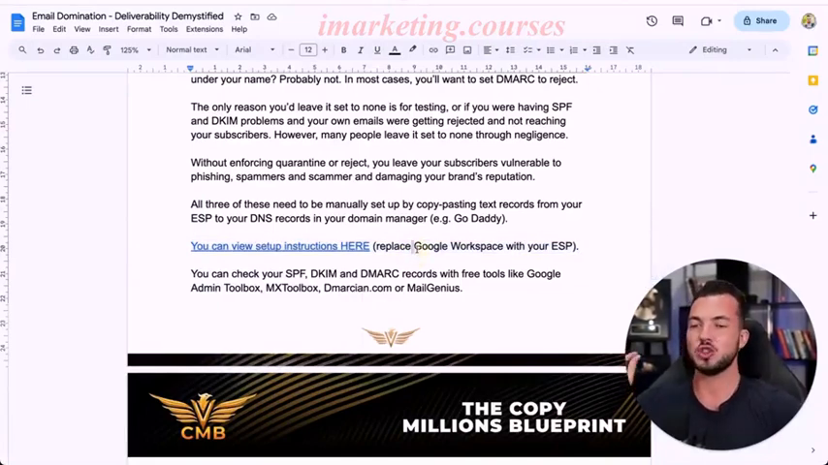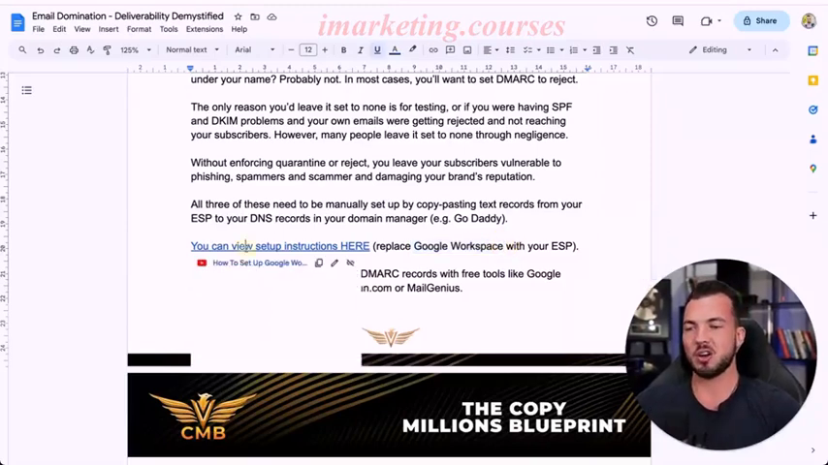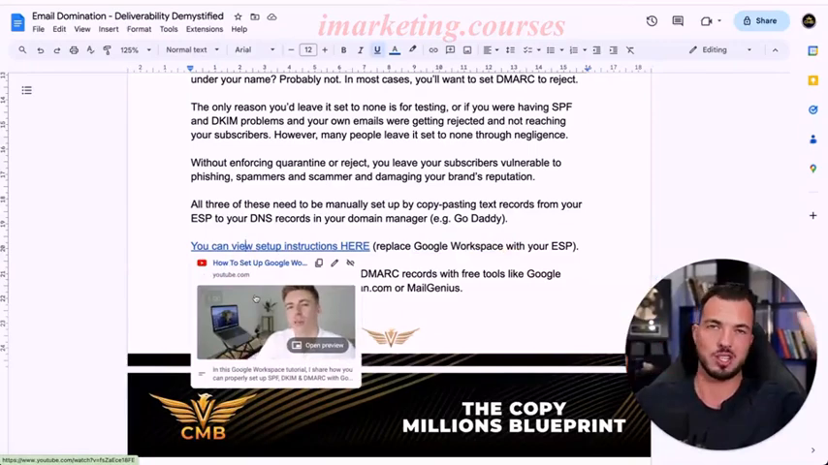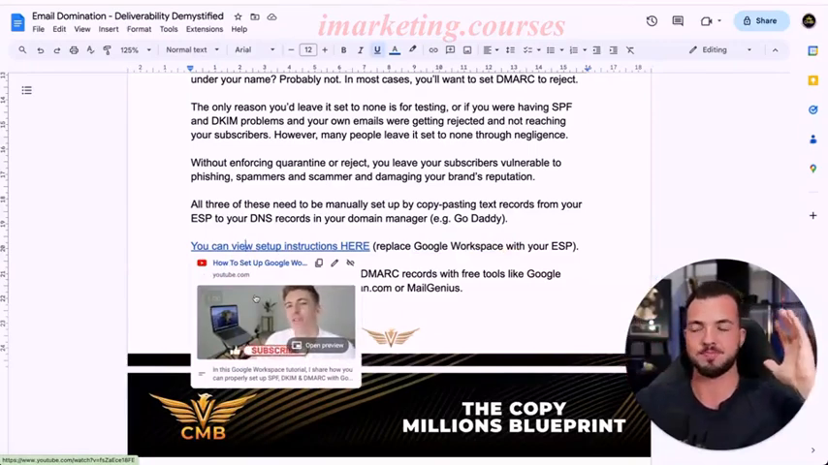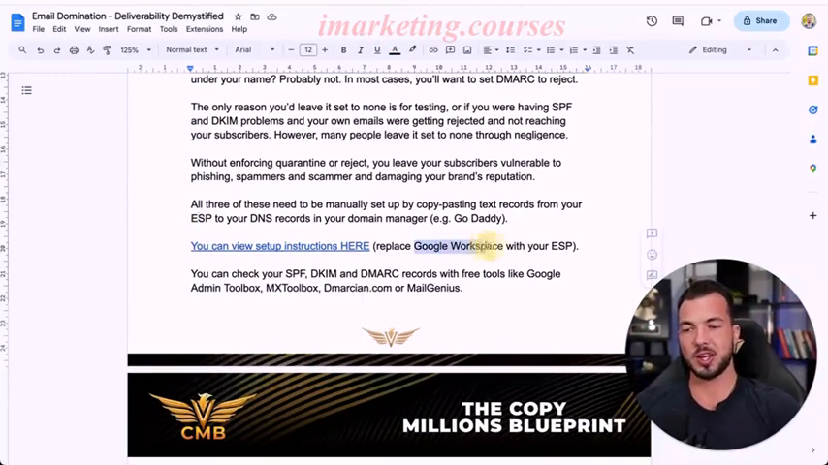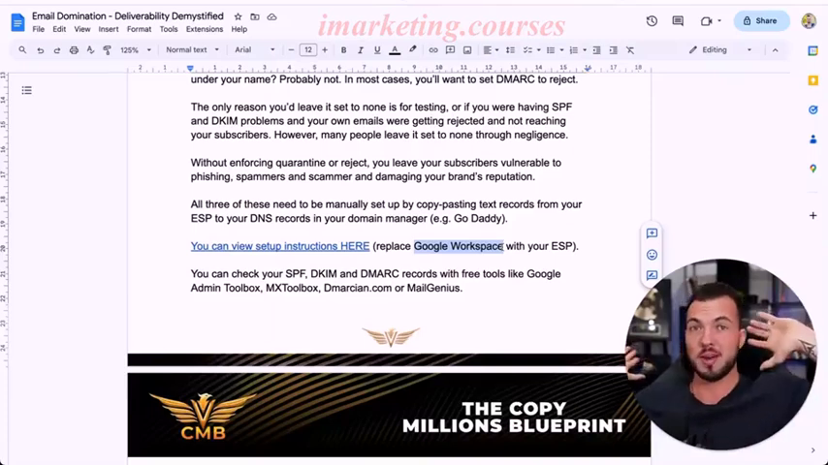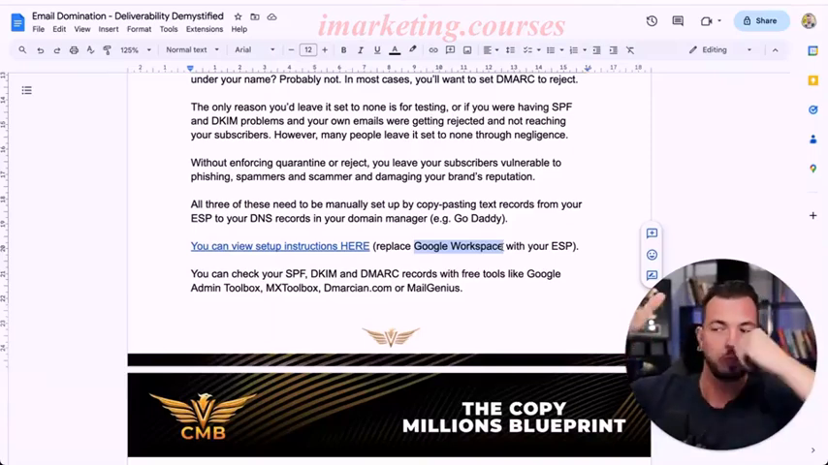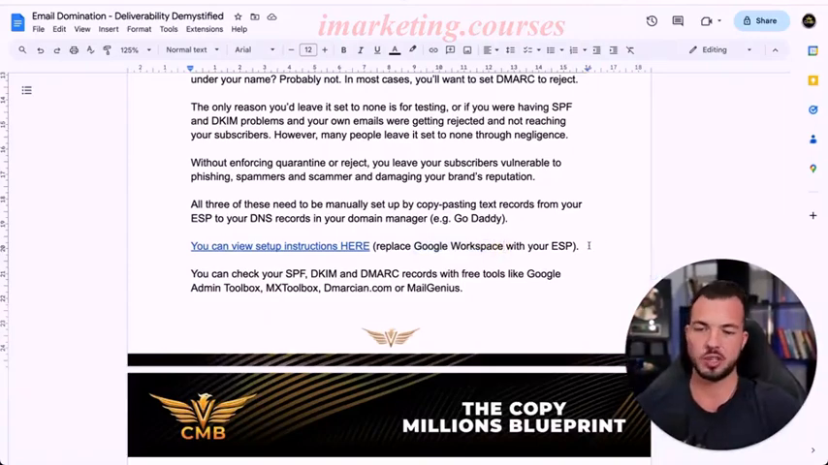The only difference is he is using Google Workspace / G Suite. So instead of connecting Google Workspace with his domain, you are probably going to be connecting your ESP like ActiveCampaign with your domain. So rather than copying it from Google into your DNS records, you're going to copy it from ActiveCampaign, or whatever your ESP is, into your DNS records. That's the only difference.